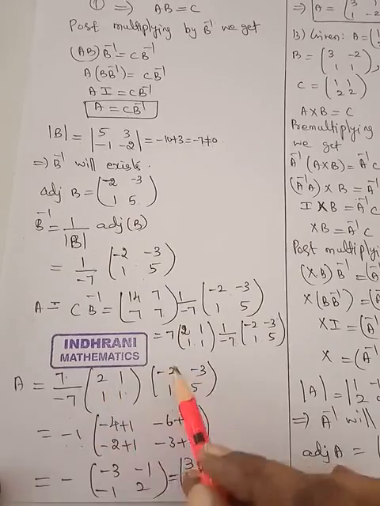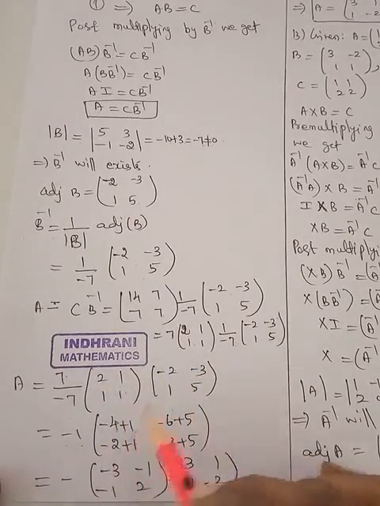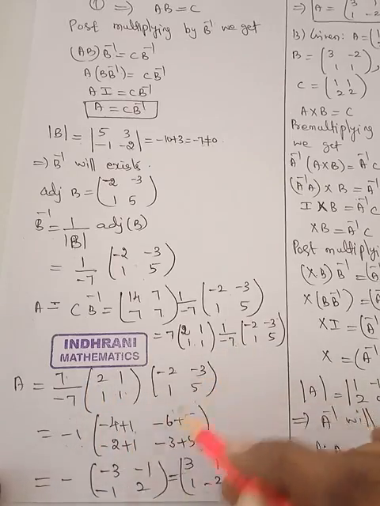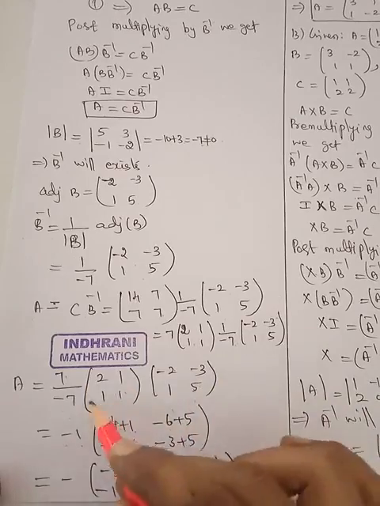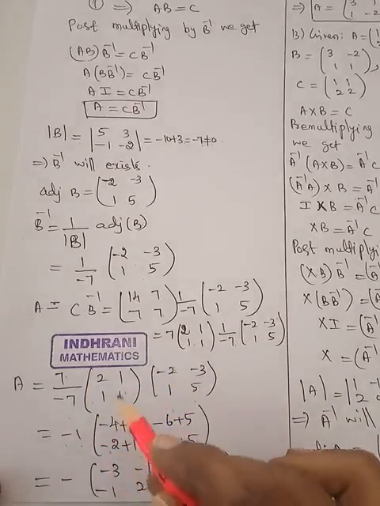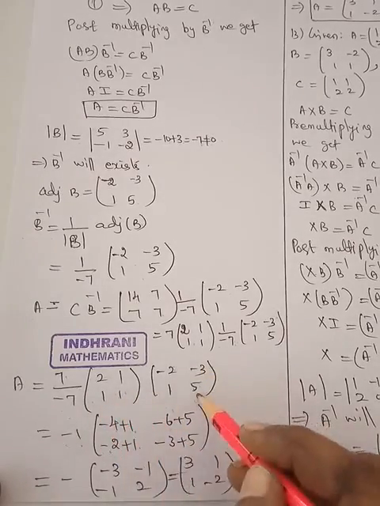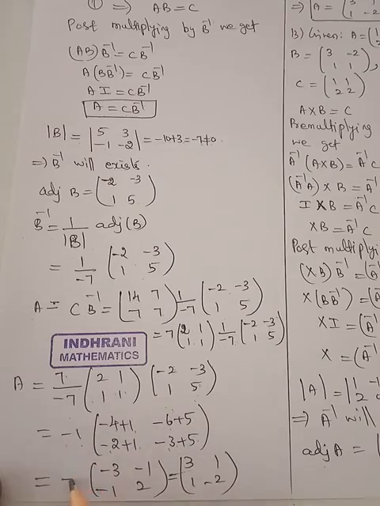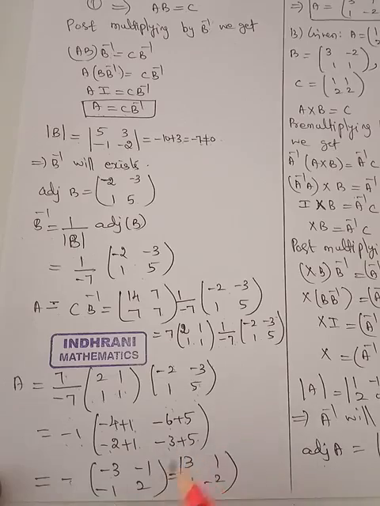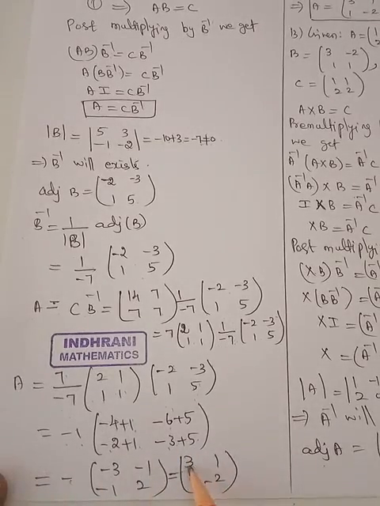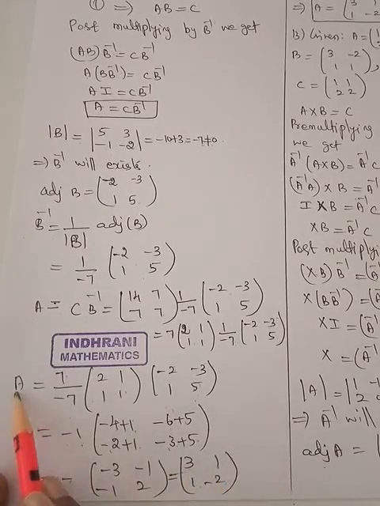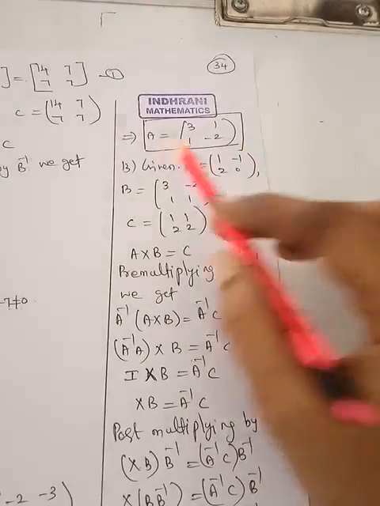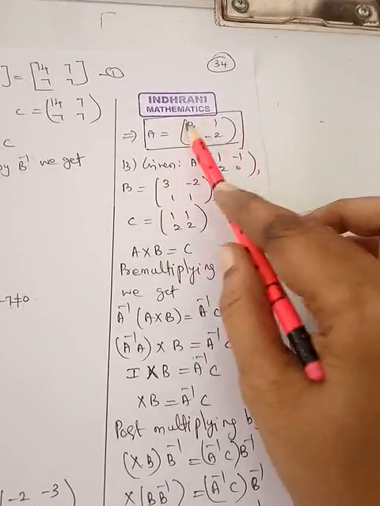First row with first column: 2 into minus 2 is minus 4, 1 into 1 is plus 1. First row with the second column: 2 into minus 3 is minus 6, plus 1 into 5 is 5. Second row with the first column: 1 into minus 2 is minus 2, plus 1 into 1 is 1. Second row with the second column: 1 into minus 3, plus 1 into 5 is 5. So, minus 1 times this simplifies to minus of the matrix minus 3, minus 1, minus 1, 2. Bring the minus inside, and you will get 3, 1, 1, minus 2. This is the matrix A. That is, the matrix A equals the 2 by 2 matrix 3, 1, 1, minus 2.